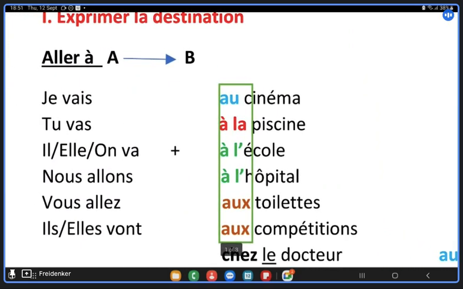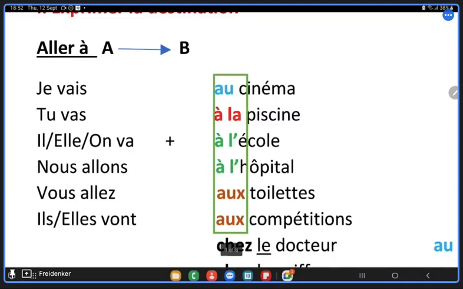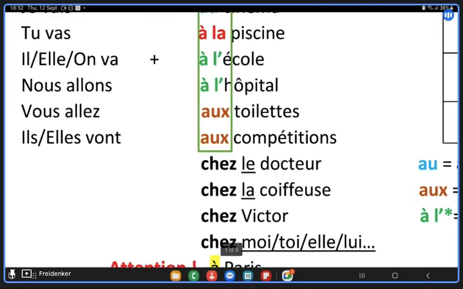The first six examples are nice. Je vais au cinéma means I am going to the cinema. Je vais à la piscine means I am going to the swimming pool. Je vais à l'école means I'm going to school, so on and so forth. Everything is nice. Now, chez is it. Chez means at the place of.